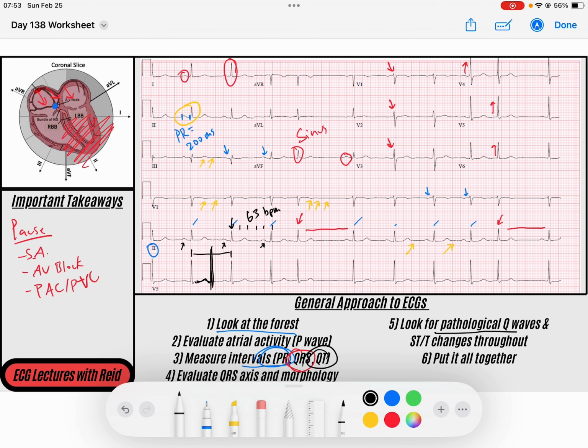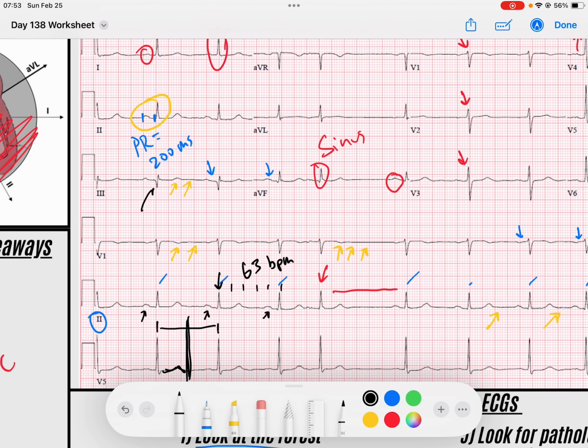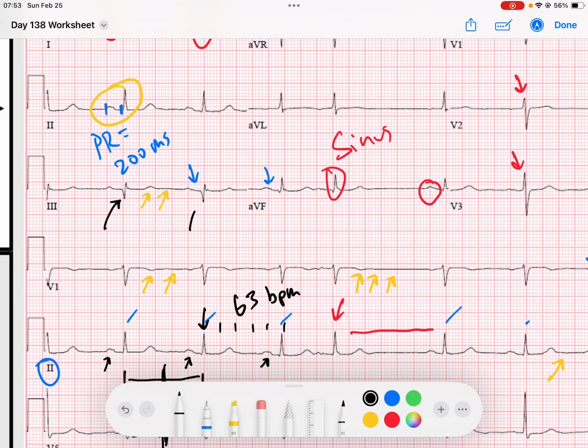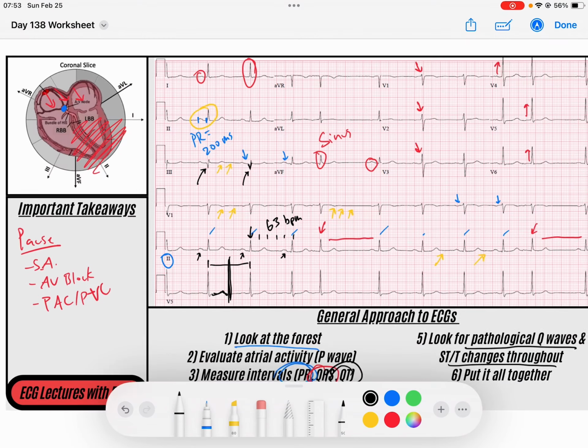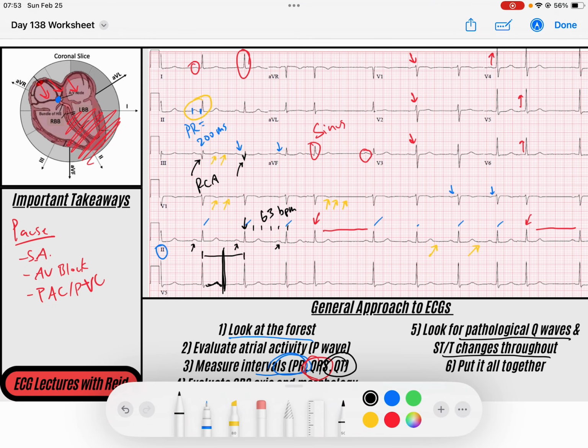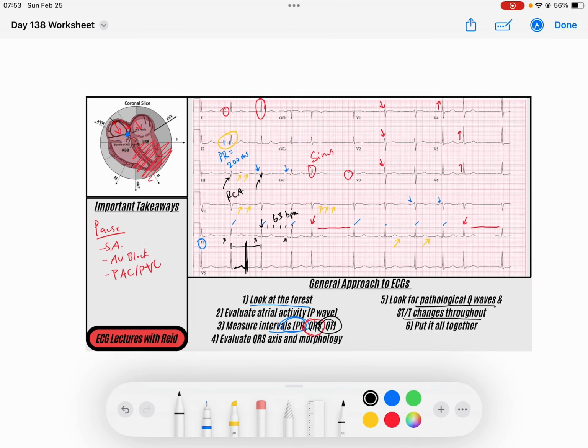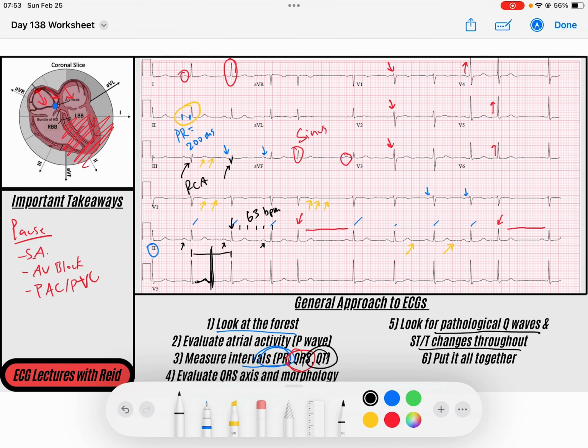And then I look for pathological Q waves and ST and T wave changes throughout. That would tell me if I have any evidence of a previous myocardial infarction. Maybe you could say that this is a pathological Q wave here in lead 3. It's a pretty deep Q wave, so maybe this person has evidence of a prior RCA or inferior infarct. We know the right coronary artery supplies that territory, but you can correlate that clinically. Otherwise, I don't see any active ST or T wave changes that should be worrying regarding active ischemia or infarction.